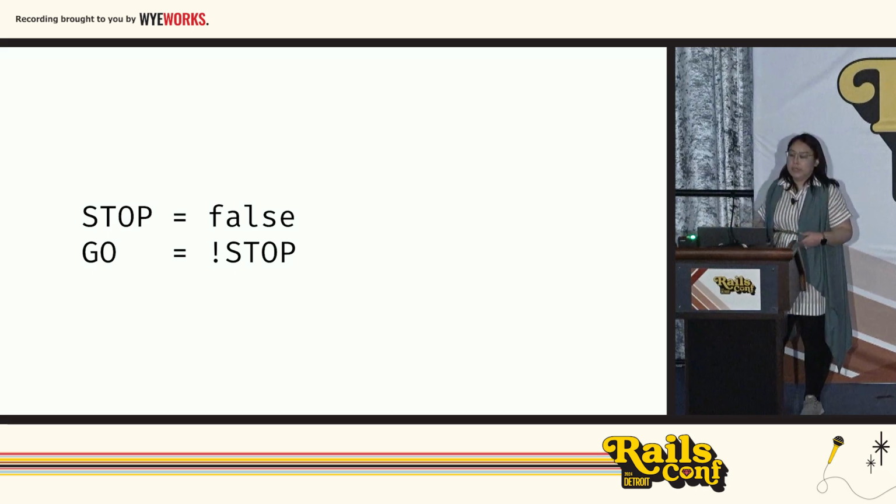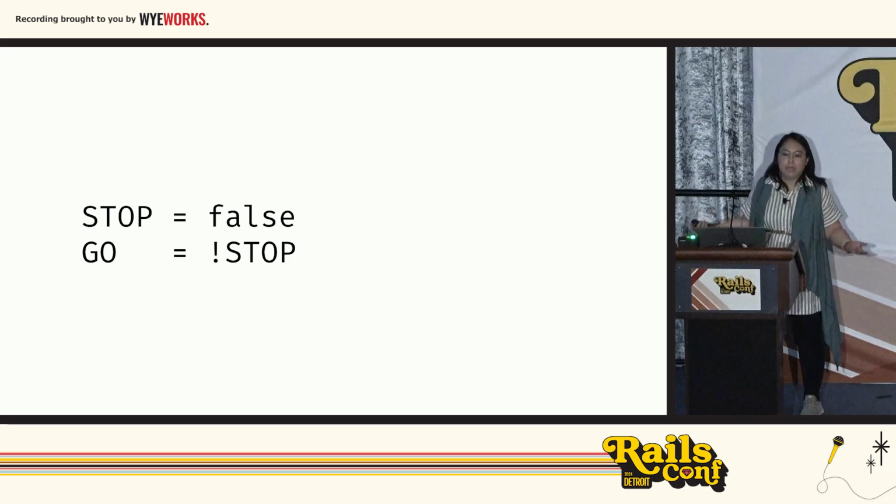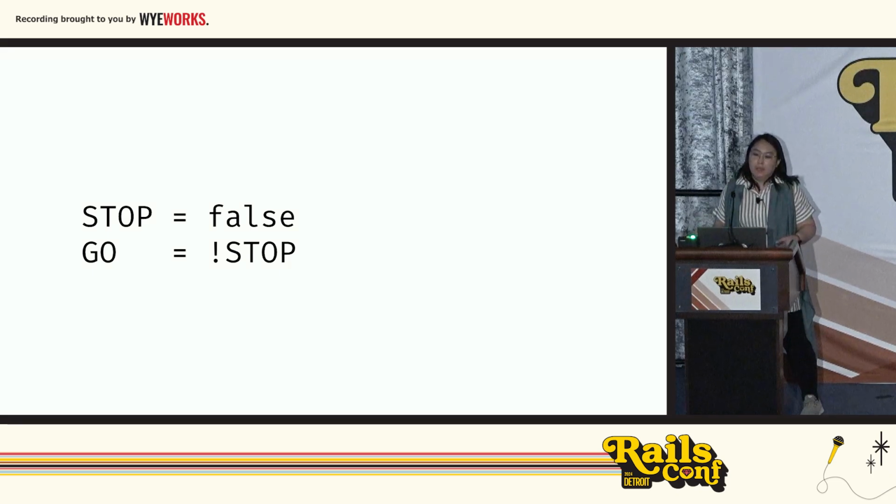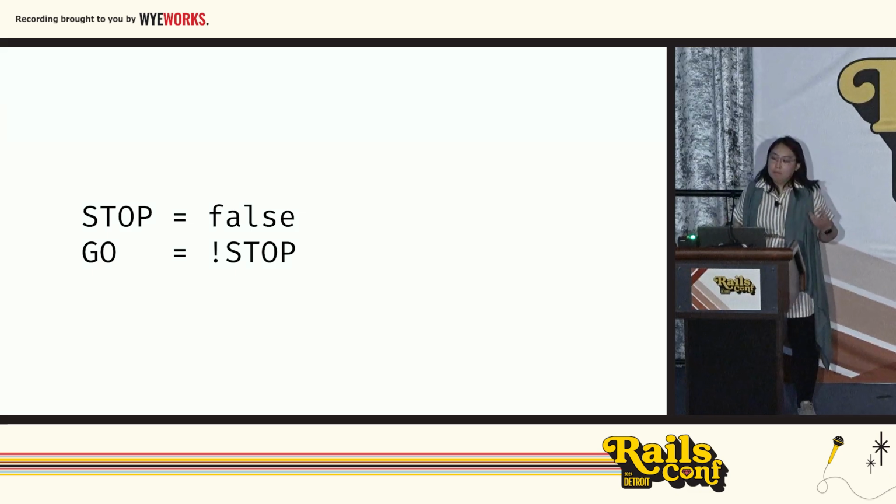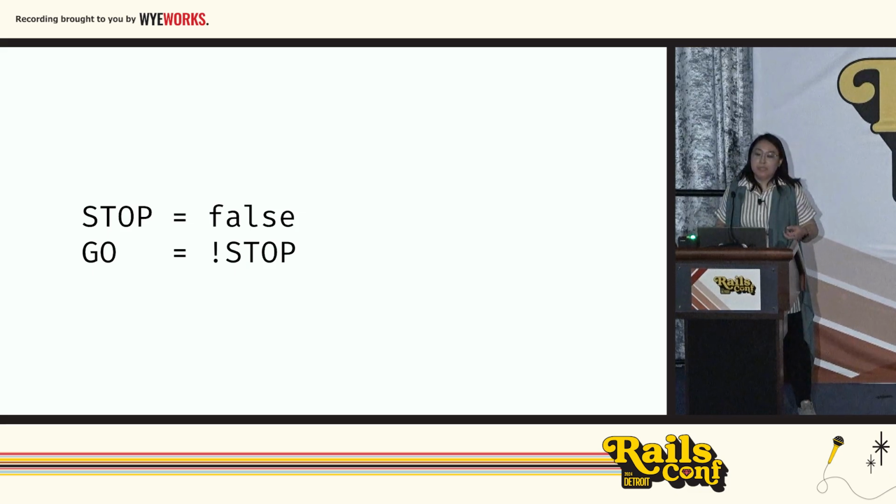If I were to change stop to true, go would immediately become false. And this provides probably the smallest example of how meaning within a sign system is interdependent, right? These values are coupled.